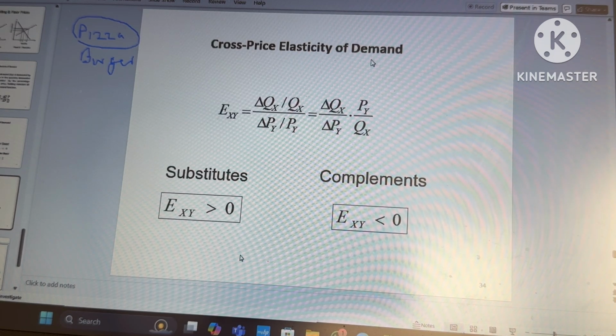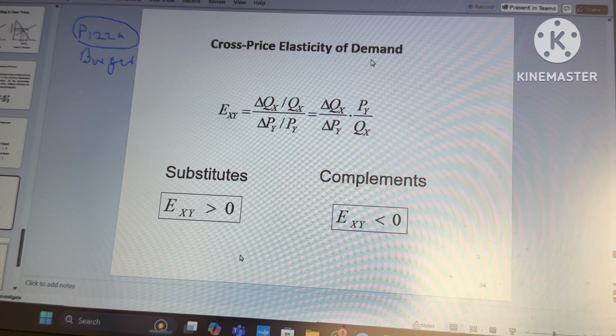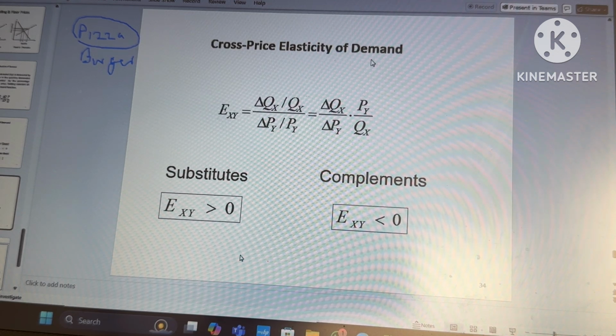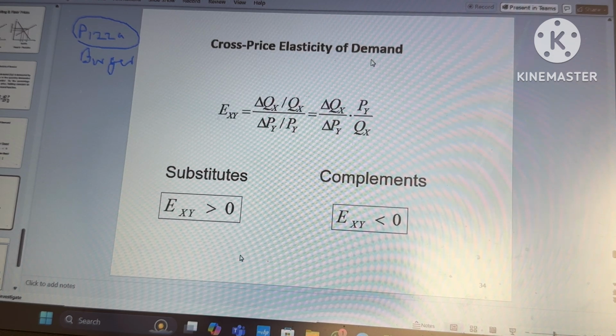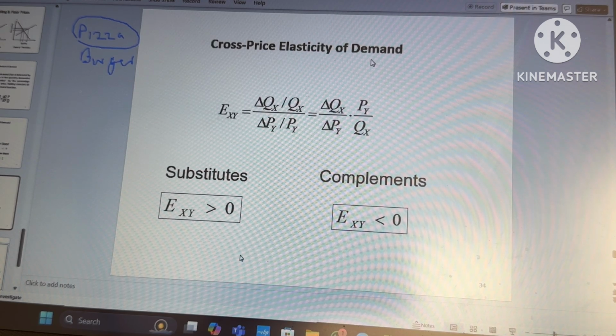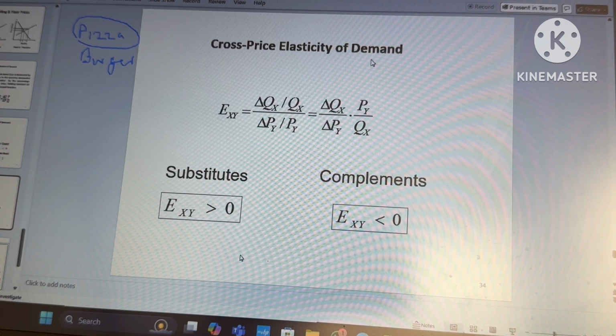Some pizza customers will move to the burger, because pizza and burger are not very close substitutes, but they are substitutes. Instead of pizza, there's no problem having a burger. Instead of burger, no problem having pizza. It's much similar, not 100%, but somewhat closer.